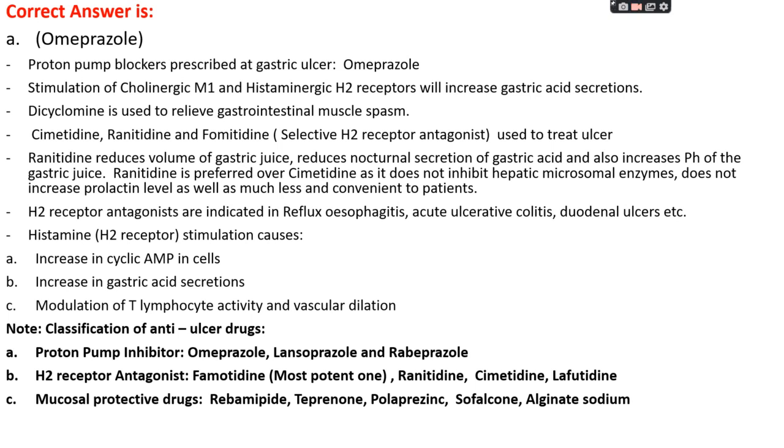The working pattern of histamine H2 receptors is that they cause an increase in cyclic adenosine monophosphate in cells. They also increase gastric acid secretion, and modulate T lymphocyte activity and vascular dilation.